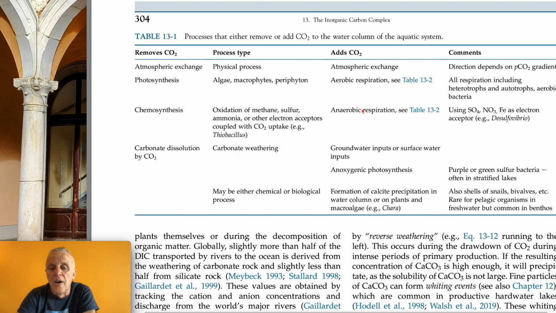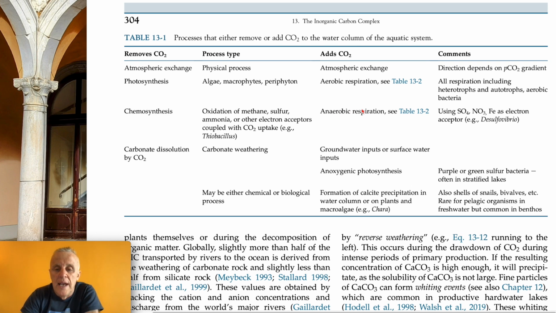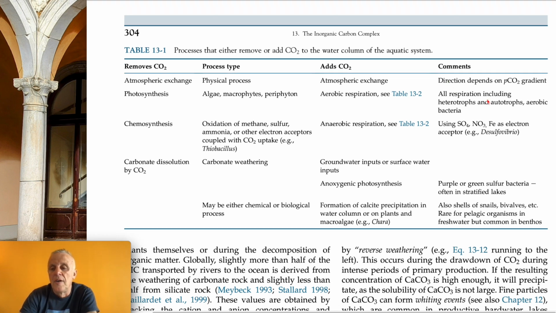Now let's look at processes that add CO2: atmospheric exchange, aerobic respiration, groundwater inputs or surface water inputs, anoxygenic photosynthesis, and formation of calcite, by precipitation in the water column or on plants and macroalgae. Comments here: direction depends on the partial pressure of CO2 gradient, so in terms of atmospheric exchange, you can see that it can act either as a removal of CO2 or as a way to add CO2 to the water column.